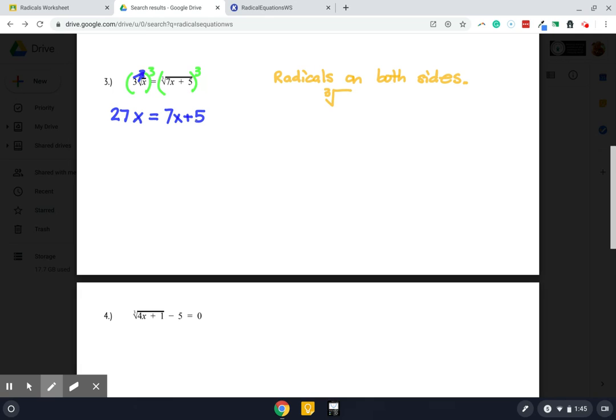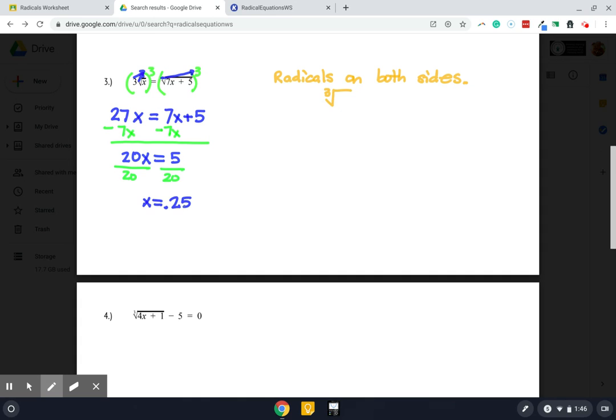And then that radical over here cancels out. When I take this 3rd to the 3rd, they cancel each other out. Now I can continue solving. Subtract 7x, subtract 7x, 20x equals 5. And if I divide both sides by 20, yes, I get a fraction. Yes, that's okay. X equals 0.25.